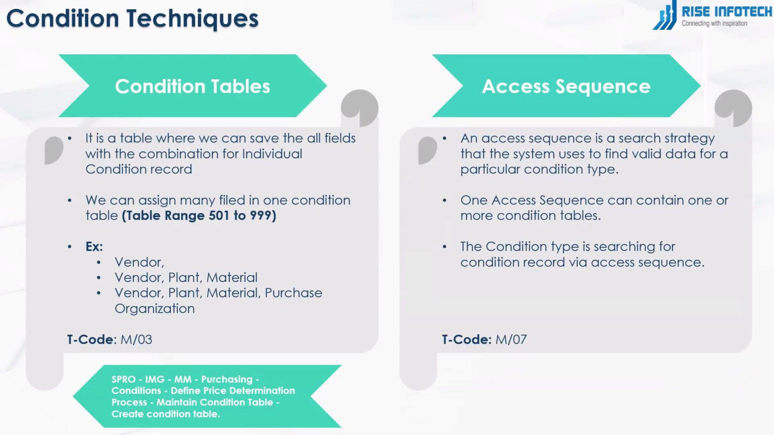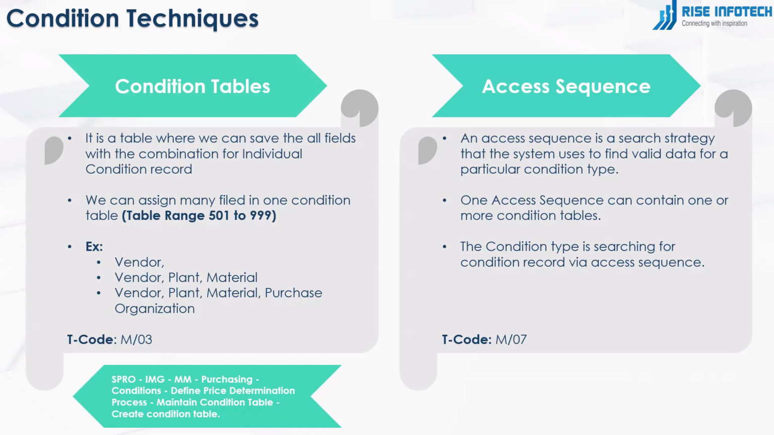So the access sequence serves as a bridge between the condition tables and the condition type. It searches the specific condition types from the condition tables. One access sequence can contain one or more condition tables. The condition type is searching for condition records via the access sequence. So the next step will be condition type.